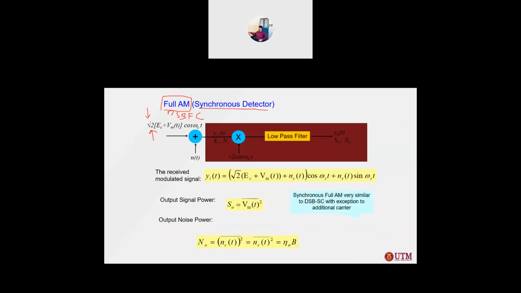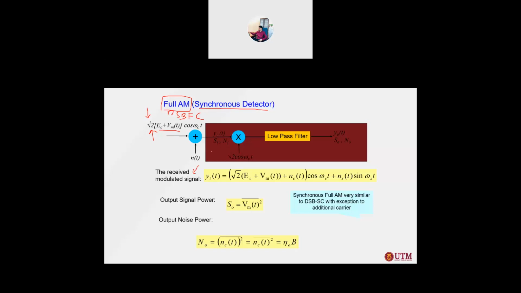Now this is double sideband full carrier, but still double sideband. Okay, so we use square root of 2. So this is the general equation of double sideband full carrier and cos ωct. Then this is the noise that exists in the system. Okay, then together they are mixed up in addition. The noise is additive in nature, and then you come up with y_i, which is the received modulated signal with the noise.